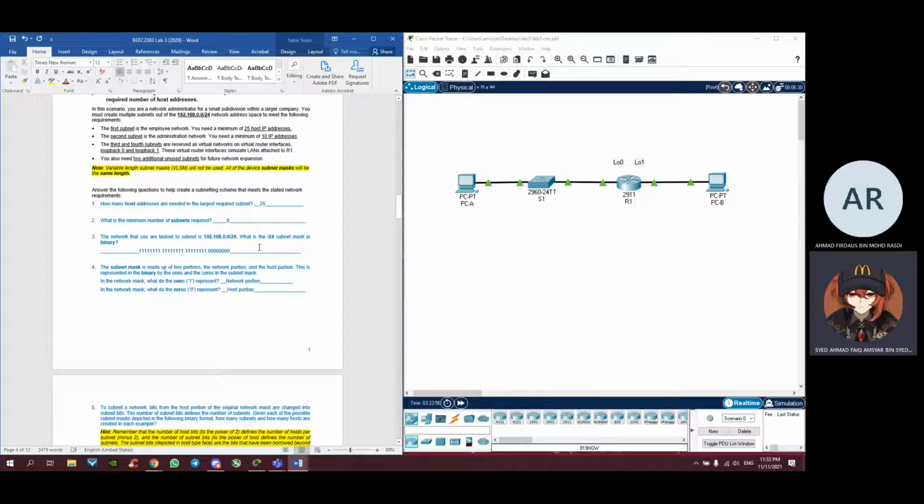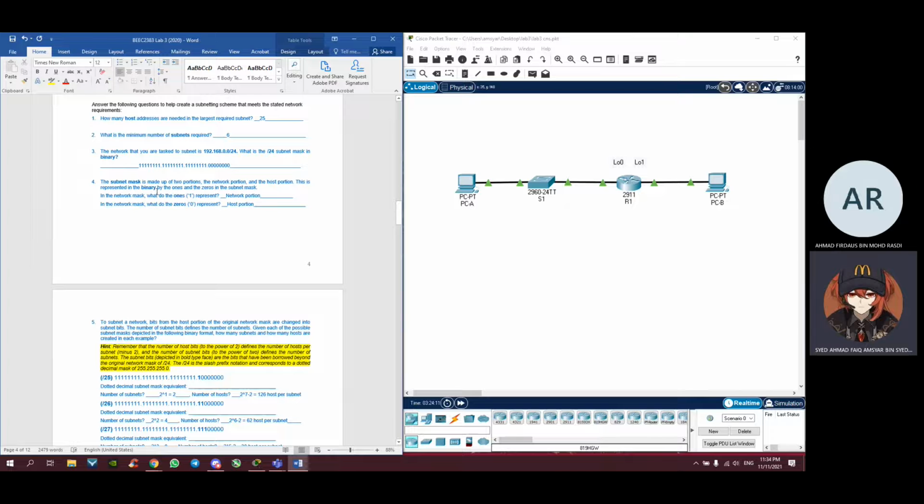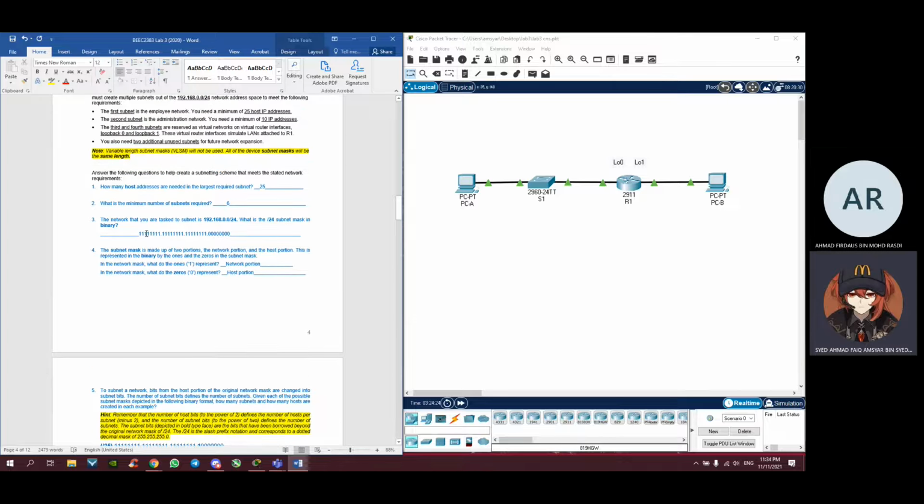Okay, and then number 3, what is the /24 subnet mask in binary? When we convert it, we get 8 ones, then 8 ones, then 8 ones, and 0 0 0. And then the subnet mask is made up of two portions. So in the network mask, what do the ones represent? The ones represent the network portion, and the zeros represent the host portion.